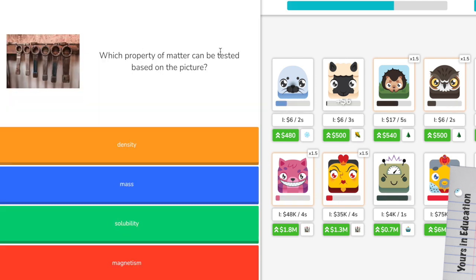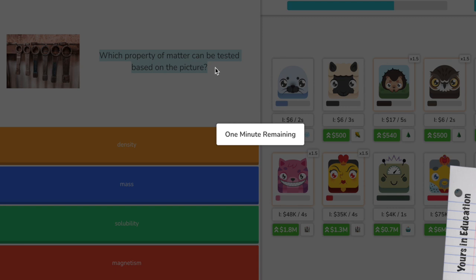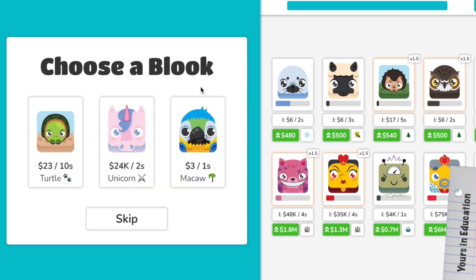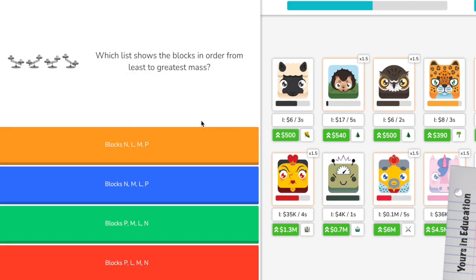There you go. Oh my god, I have 1 minute. Which property of matter can be tested? I already finished them all. I already did this. Mass. Oh, that's good. Oh, I already did that.